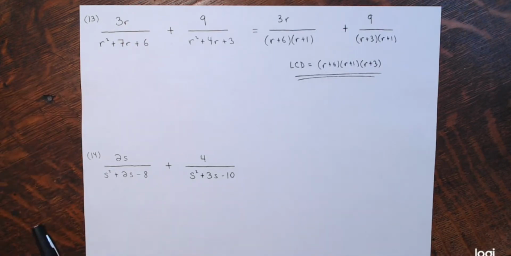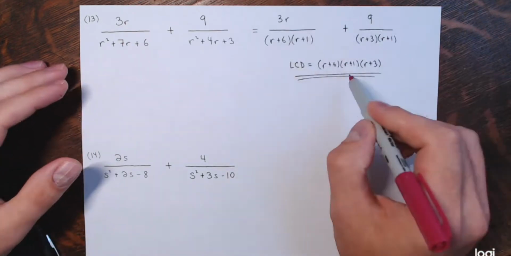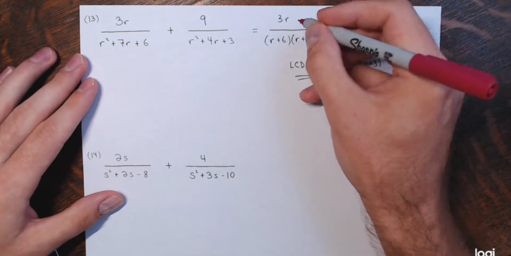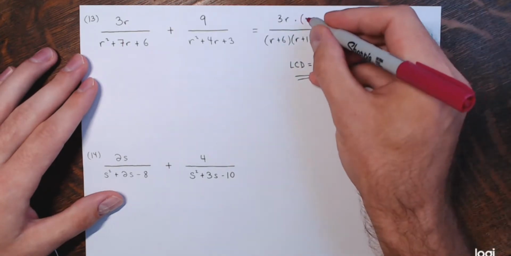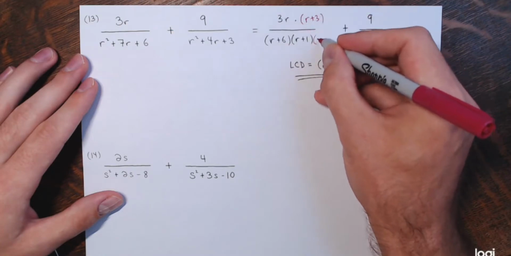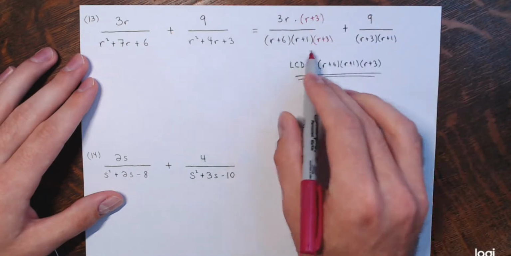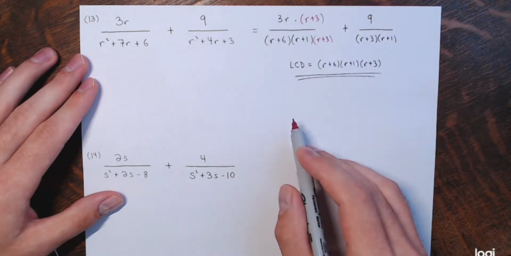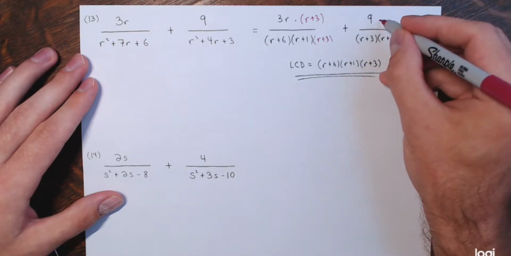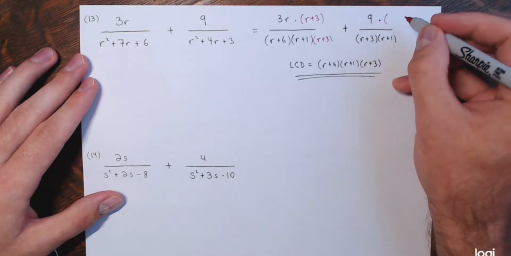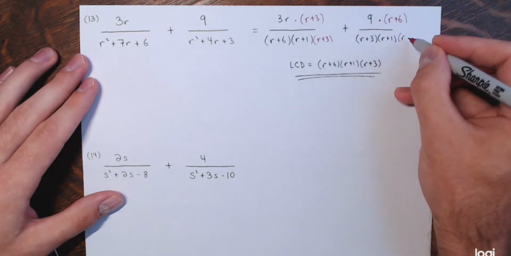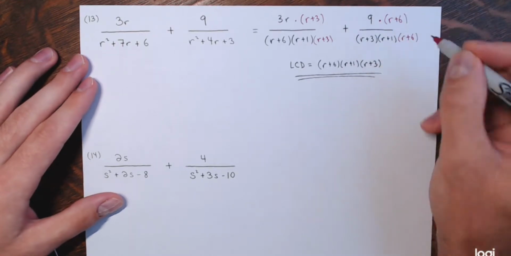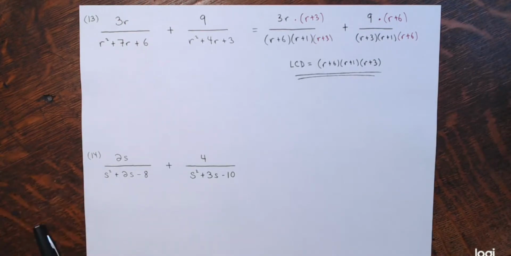So if I was to make both of these fractions have this denominator, the first fraction, I have to multiply the numerator and denominator by the quantity r plus 3. That gives me the same factors, the LCD. And the second fraction, I'd have to multiply the numerator and denominator by r plus 6, the quantity r plus 6. But don't forget you got to do it to both the numerator and the denominator.